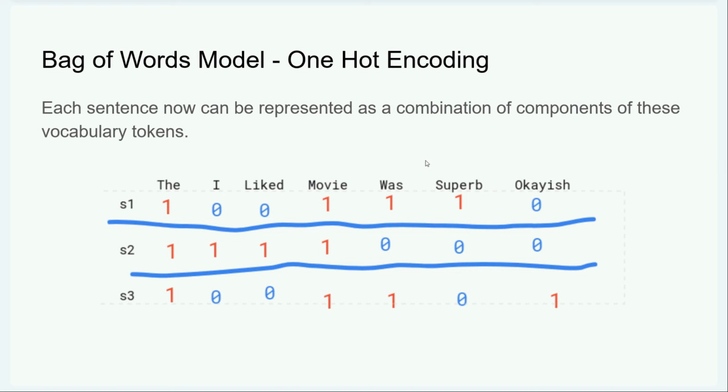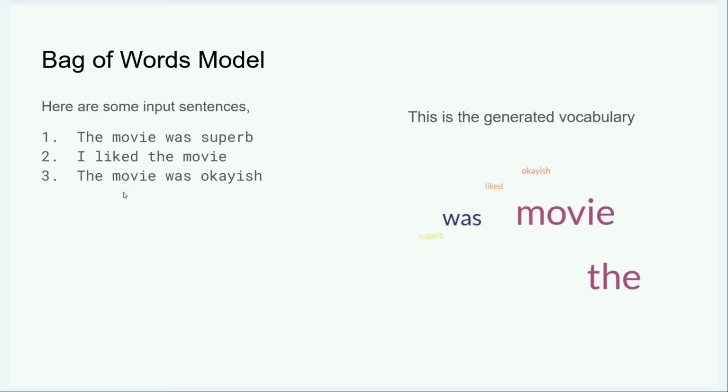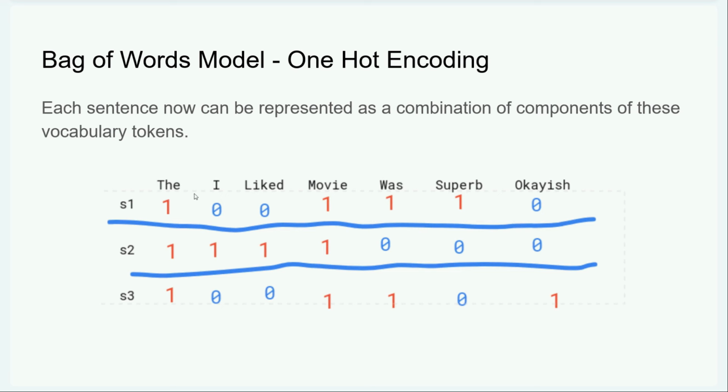Once I have this vocabulary, I can represent my sentences as one hot encoded vectors of this vocabulary. What I mean by that is, this is my entire vocabulary: the, I, liked, movie, was, superb, okayish. Now, let's look at sentence one. Sentence one was "the movie was superb." So it would have the, it would have movie, it would have was, and it would have superb. And for all the other values, that is I, liked, and okayish, it didn't have any of these.